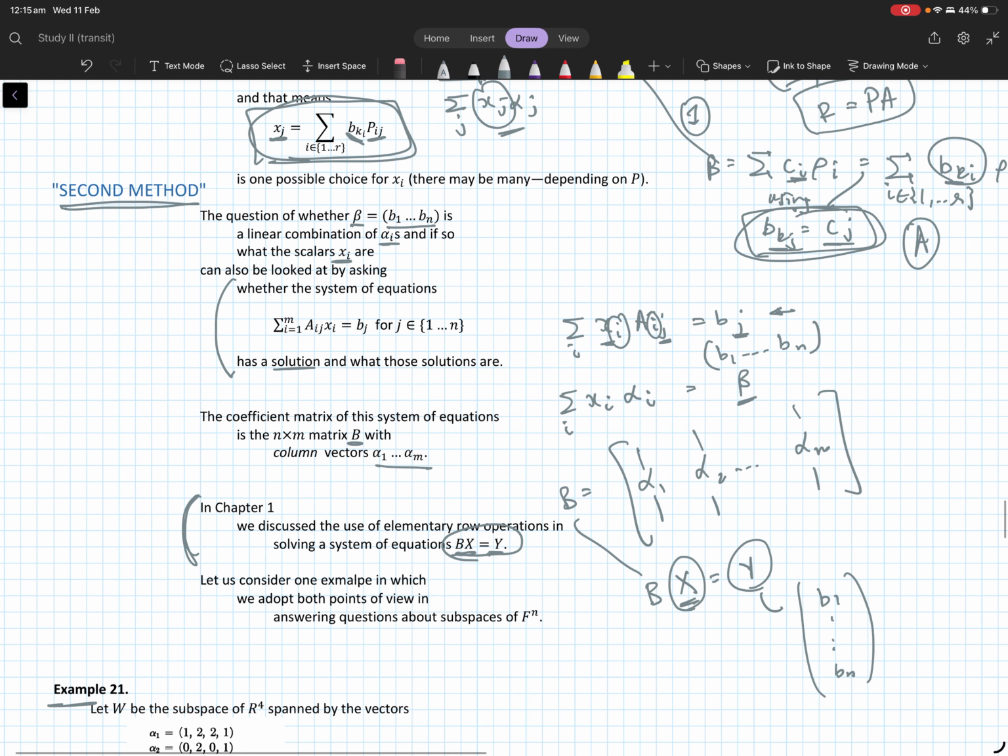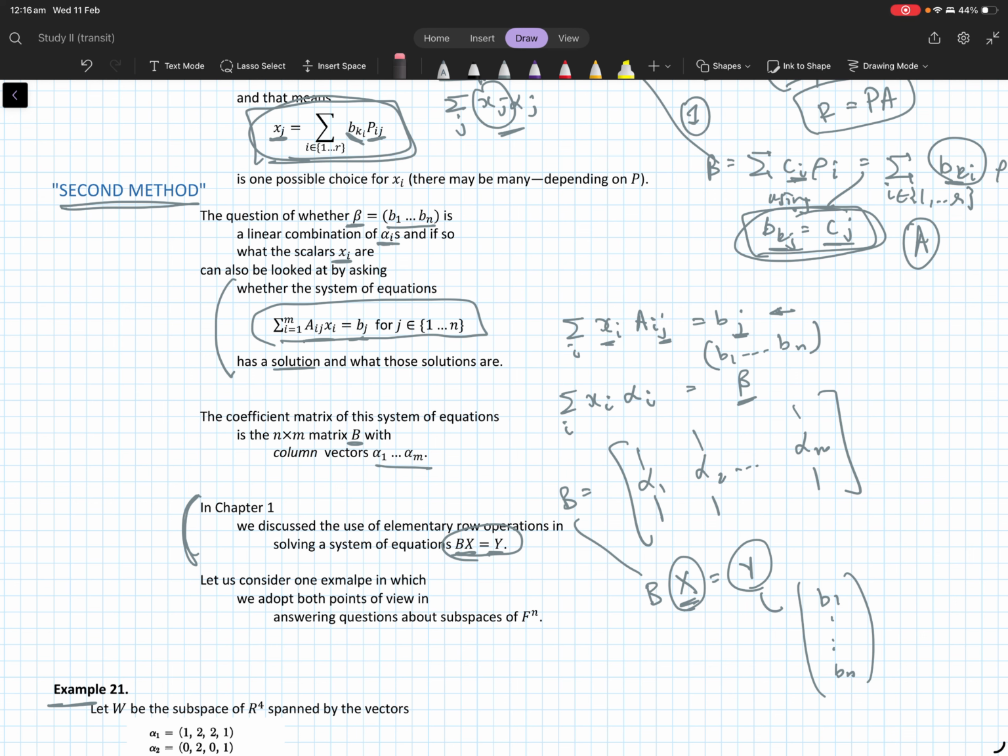Okay, and the second method is doing what? The second method is basically going to do the following. Now we are again going to consider the question of whether beta belongs to the space W, or whether there is some linear combination of alpha i's that matches beta. And the way we are going to do it is we are going to ask the question in the following form. Does this system of equations have any solution for some betas?